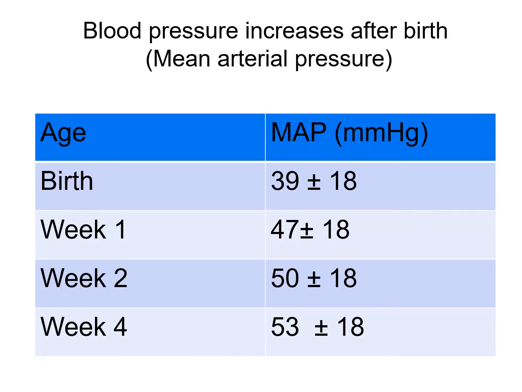Blood pressure also gradually increases with age. Mean arterial pressure often is approximately the same as gestational age in these age bands, as well as in premature babies.